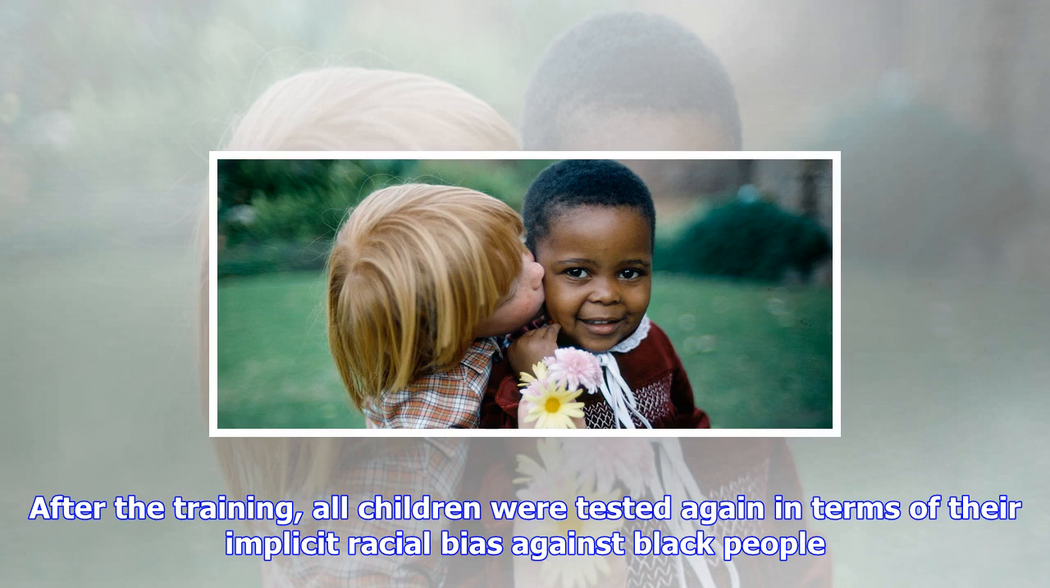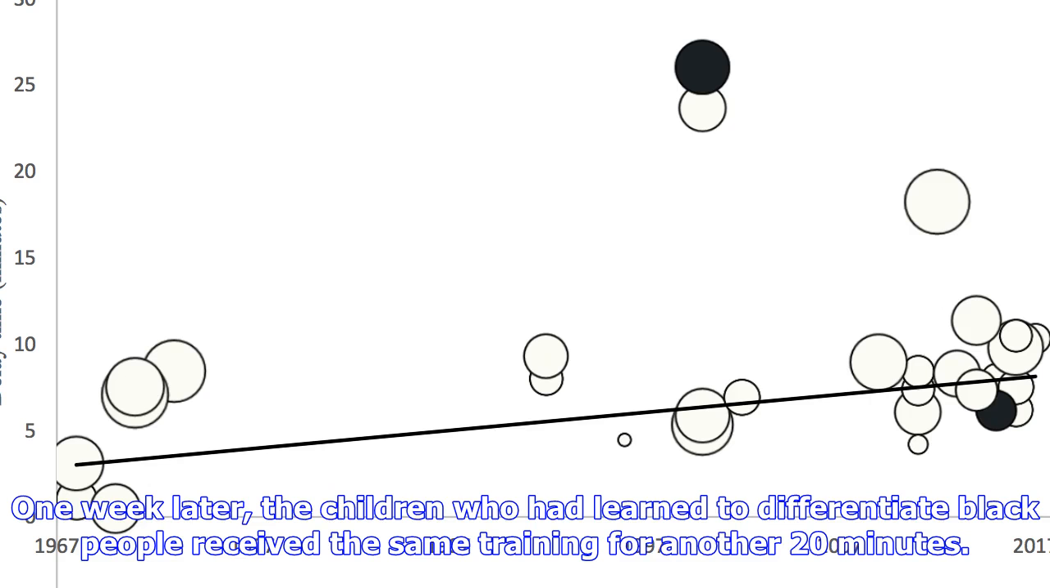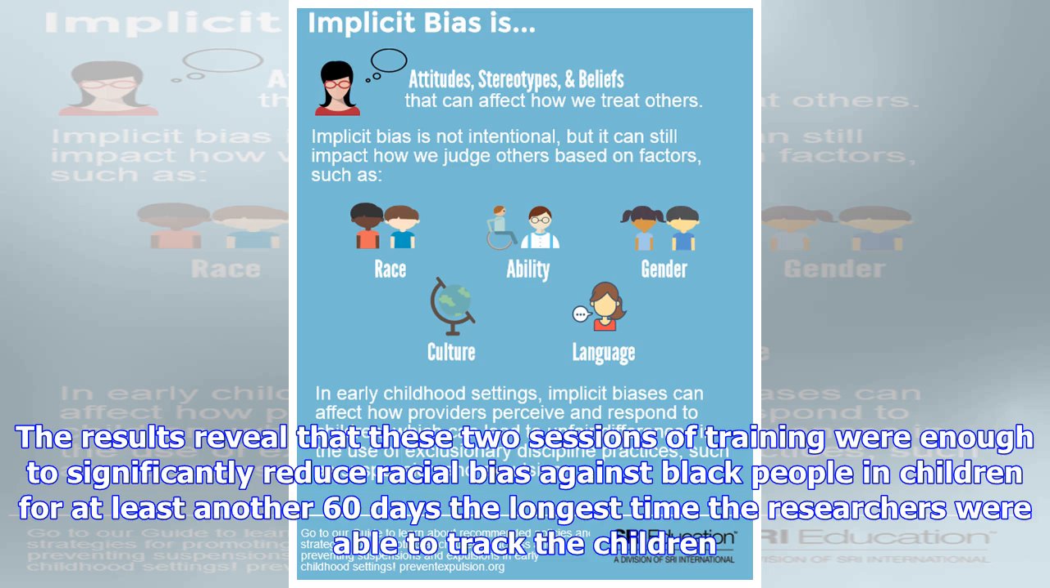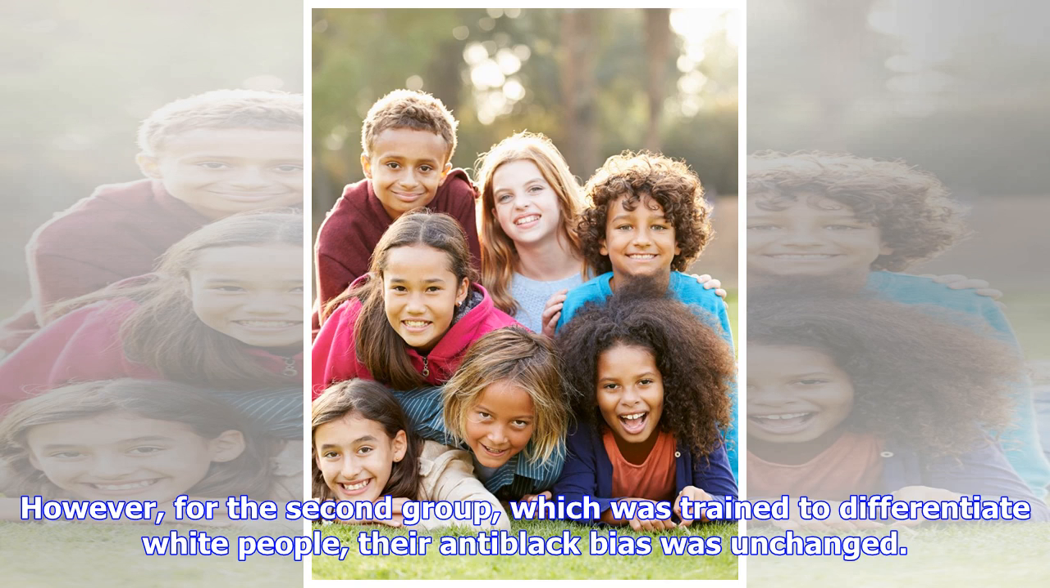In the first group, children saw photos of 5 black people and were taught to differentiate them individually. In the second group, children were taught to differentiate 5 white people individually. In the third group, children were taught to differentiate 5 Chinese people individually. After the training, all children were tested again in terms of their implicit racial bias against black people. 1 week later, the children who had learned to differentiate black people received the same training for another 20 minutes.